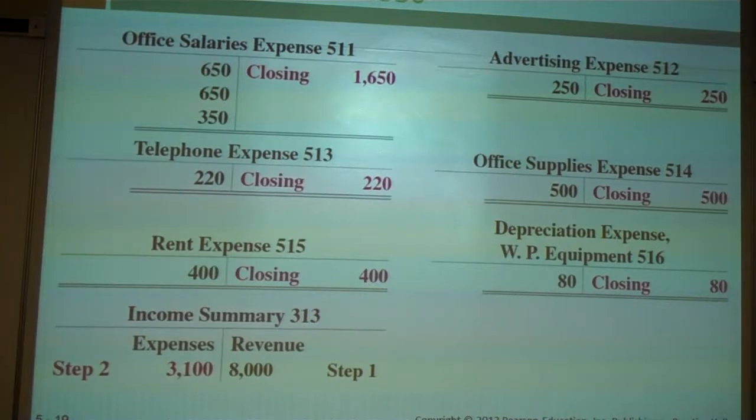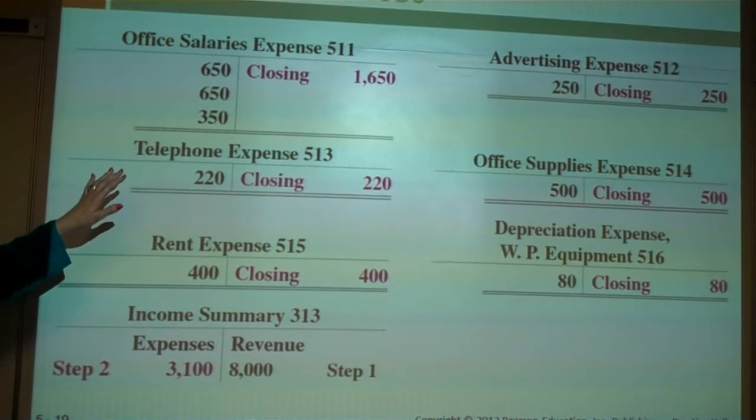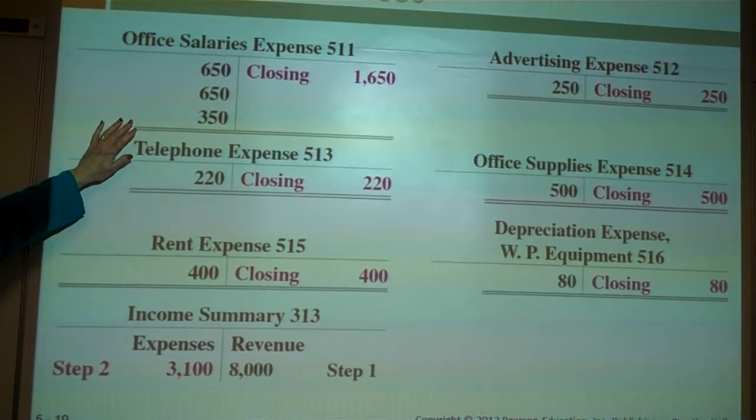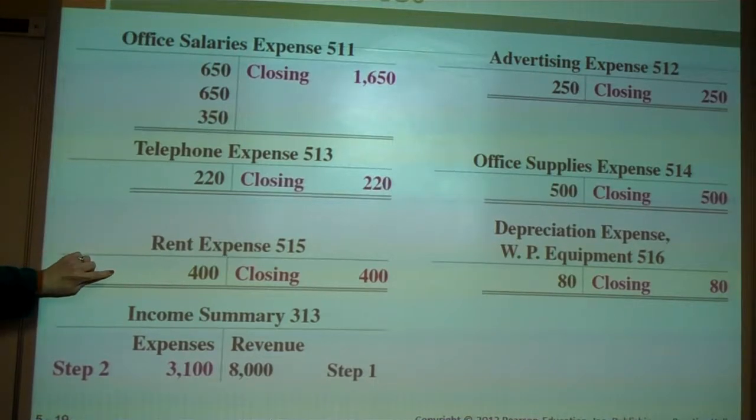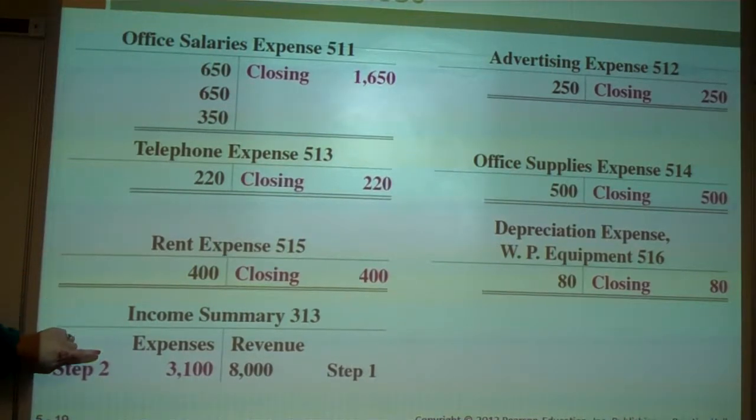When we post that closing entry, what happens to our accounts? What's the balance in office salaries expense? You'd have to add these three up. But it should equal the 1,650. So what's the balance in this? 0. Balance in this one? 0. Balance in this one? 0. Balance in income summary?